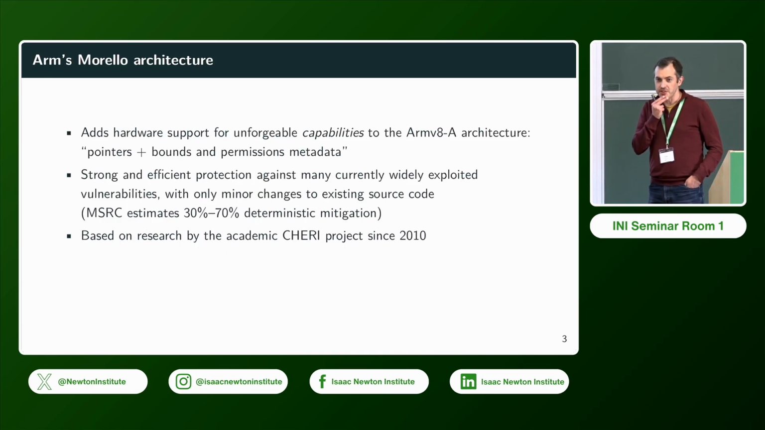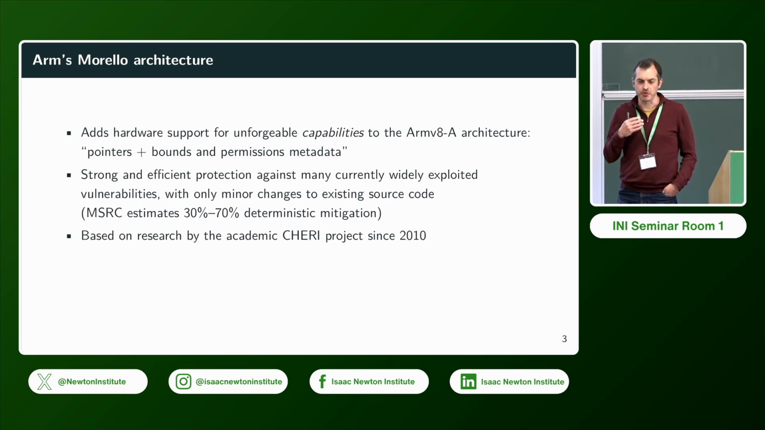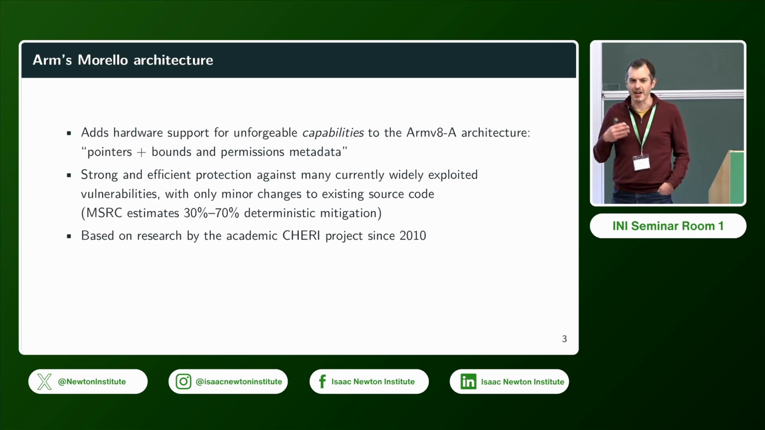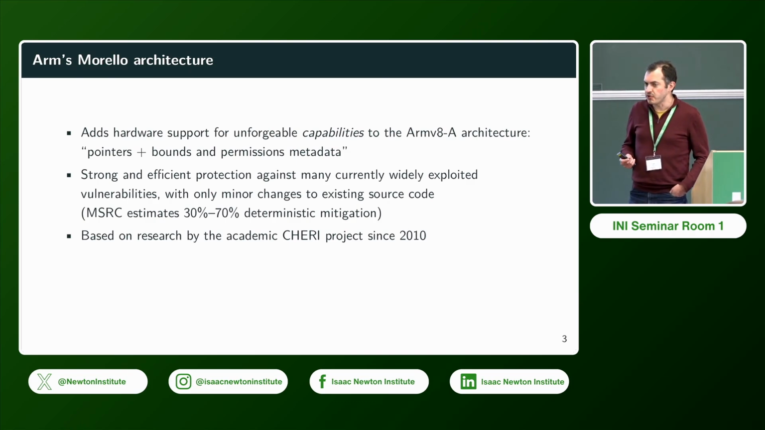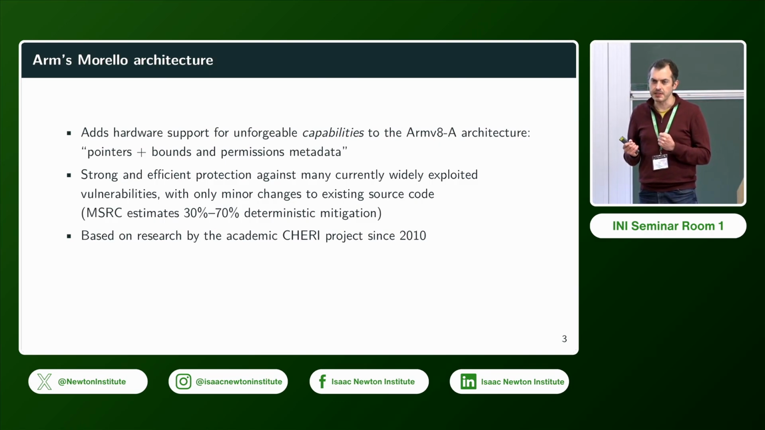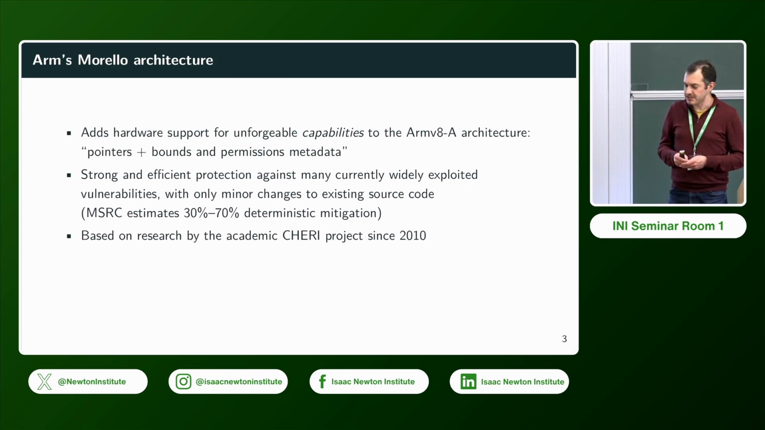So in particular, we are interested in ARM's experimental Morello architecture. The rough idea of this is it takes the ideas that have been generated through the Cherry project at Cambridge to add hardware capabilities to existing architectures. So it's a kind of backwards compatible way. What do these capabilities do? They give you extra metadata for every pointer that you have. It tells you which bounds it's valid within, which permissions you have, so you can read and write, that sort of thing. And especially, they are unforgeable.